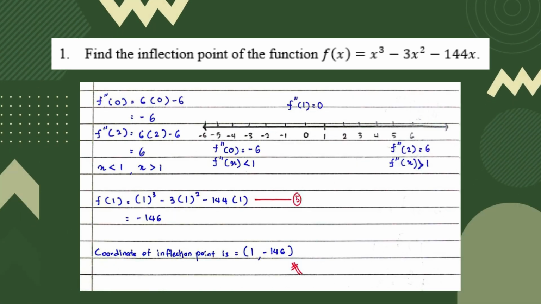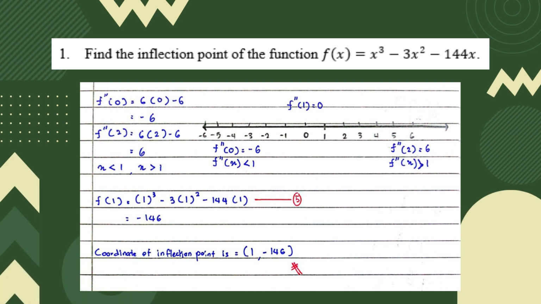After we get the answer, we can substitute number 1 into the function. We can calculate the function and the total that we get is negative 146. The coordinate of the inflection point is 1, negative 146.